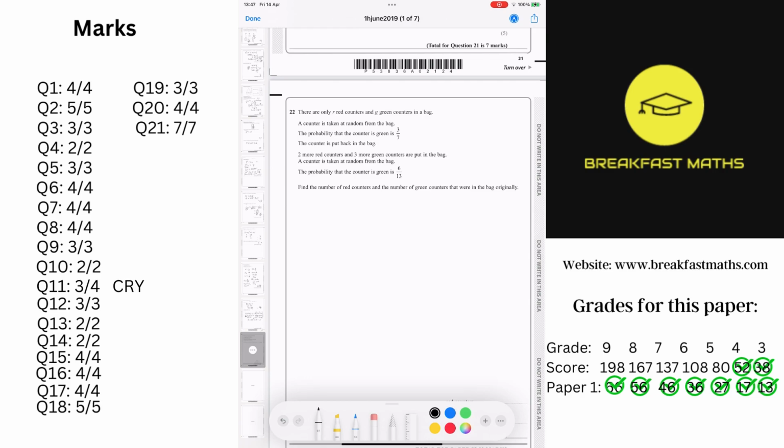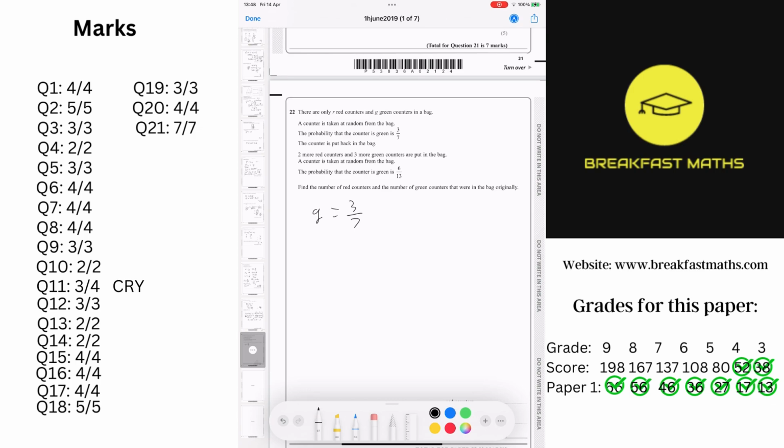Okay, so first thing we want to start off with this one is basically try and find some sort of relationship between R and G. Counter thing, probability is green, so we can say G's probability initially is 3/7. 2 more red and 3 more green counters is then 6/13.